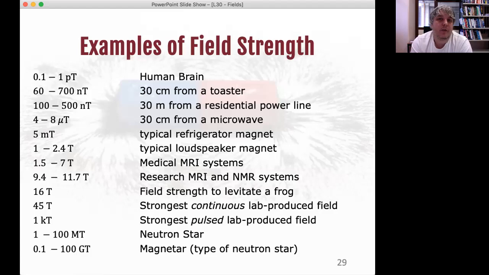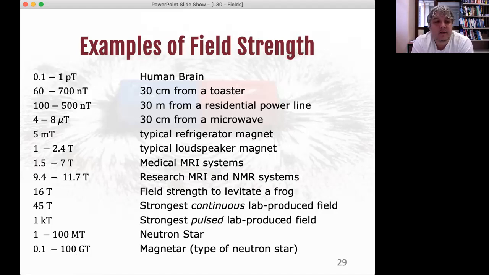Here are some examples of magnetic field strengths. A human brain has magnetic fields of around 0.1 to 1 picotesla. Remember pico, look that up if you've forgotten that prefix. From a toaster, about a 30 centimeter ruler away from a toaster, you're getting between 60 and 700 nanoteslas. 30 meters from a residential power line is between 100 and 500 nanotesla.